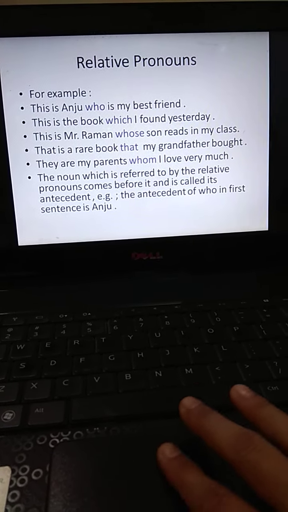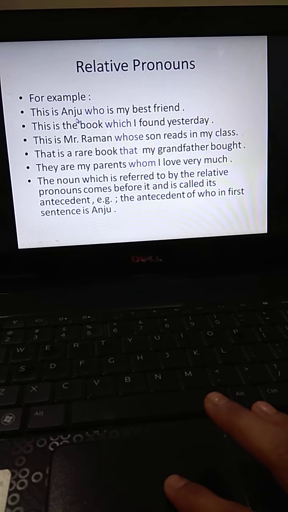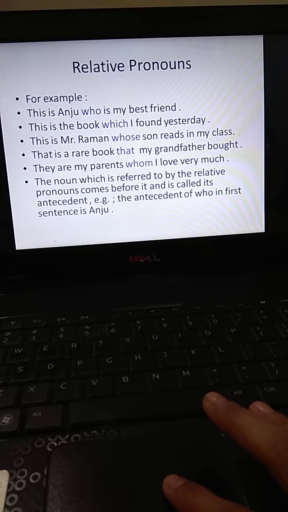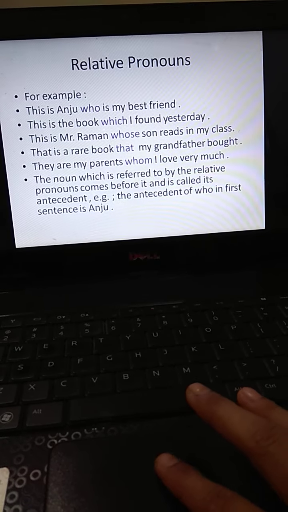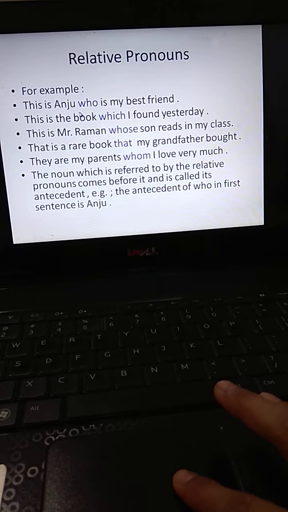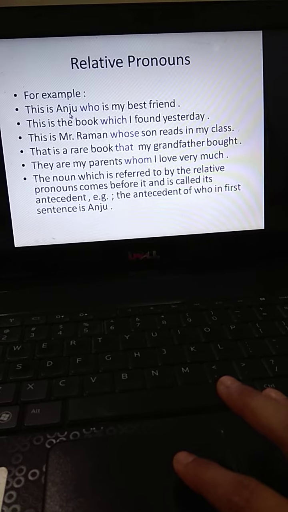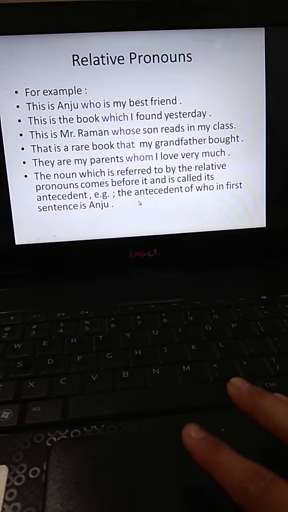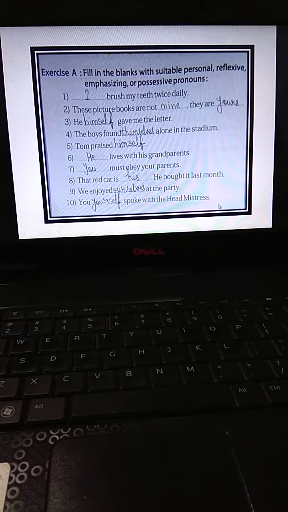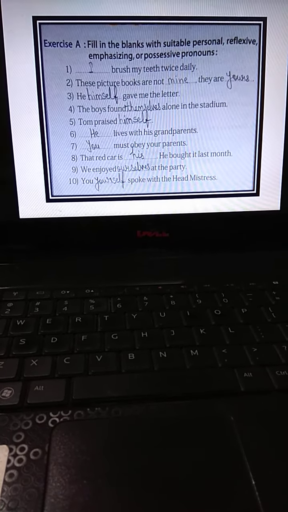We can clearly see here who. So antecedent means a thing that existed before or logically precedes another. So this is who, and antecedent of who is Anju. Then after the exercise portion of this chapter, exercise A.